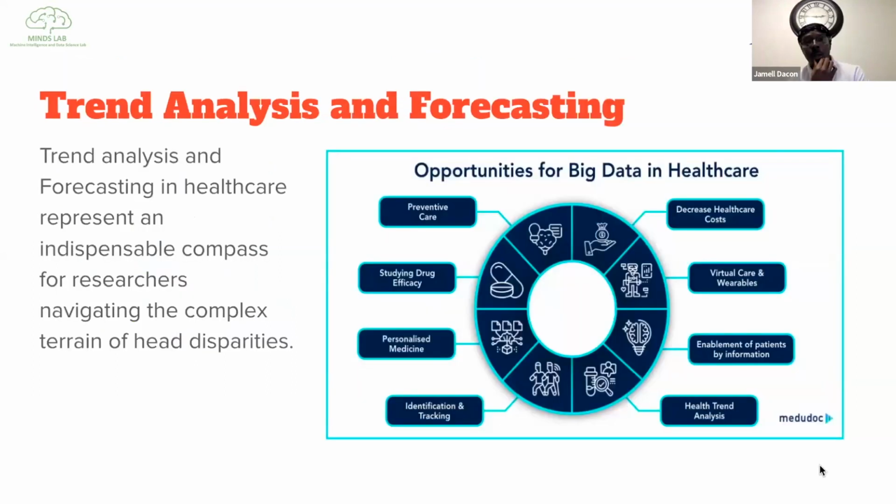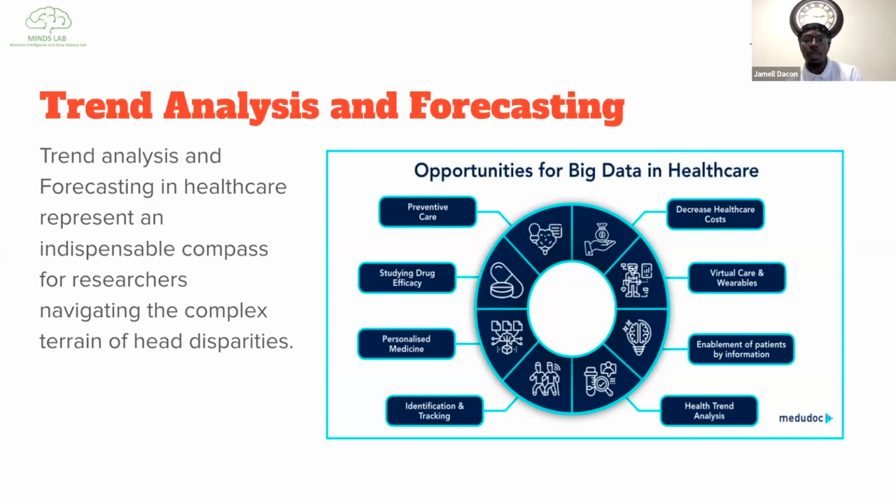The next thing, or the last thing I would talk about, is trend analysis and forecasting. Trend analysis and forecasting in healthcare actually represents an indispensable compass for researchers navigating the complex terrain of health disparities. As we mentioned before, in our task, mining healthcare records, the identification of social determinants and barriers to health equity, trend analysis and forecasting can be a large area where you can break it up into more tasks as well. So here we have a picture that I used that can benefit from trend analysis and forecasting.